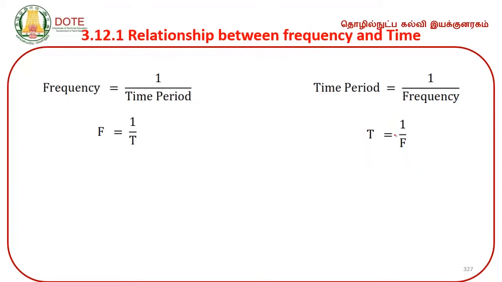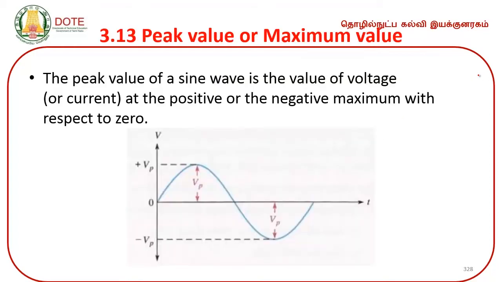This is the relationship between frequency and time. The frequency is equal to 1 by time period, or the time period is equal to 1 by frequency. Time period is expressed in seconds, whereas frequency is expressed in terms of hertz. Then comes the peak value or the maximum value.